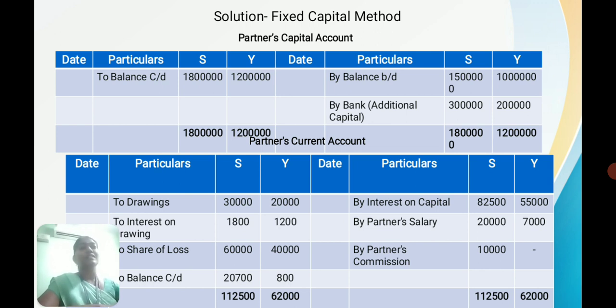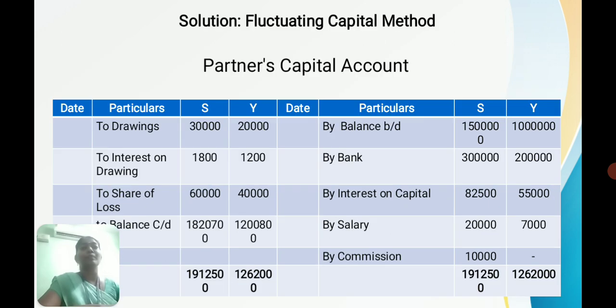Share of loss is entered on the debit side. If it were a share of profit, we would enter it on the credit side. Then on the credit side, interest on capital, partner's salary, then partner's commission. So all the adjustment entries are entered. We find out the balance carried down amount. So with this, the partner's current account is over. So these two accounts we have to prepare if the capital is fixed.